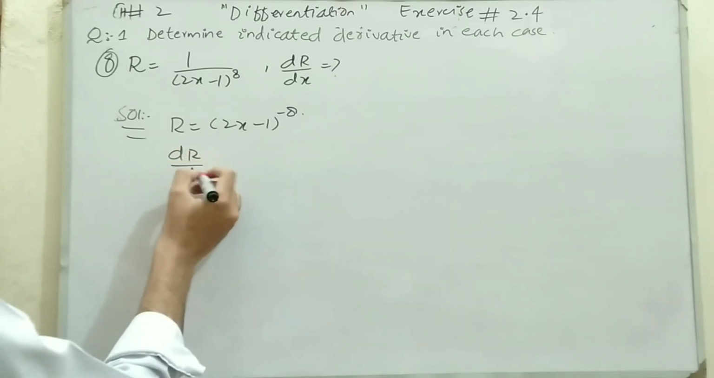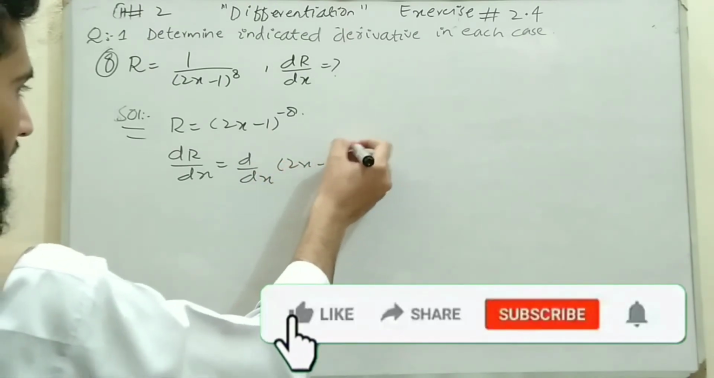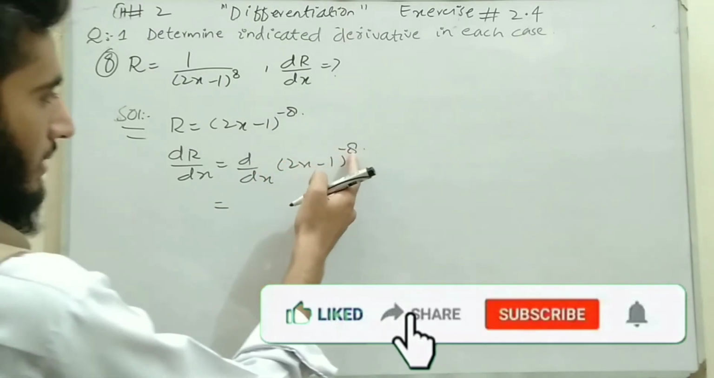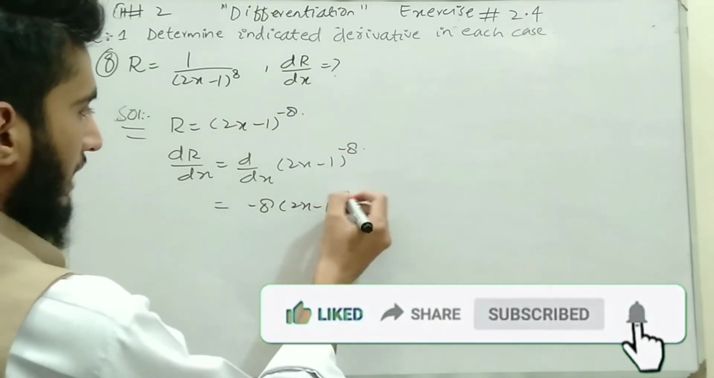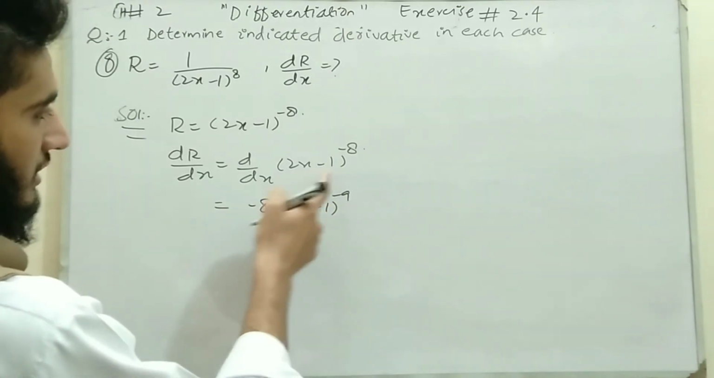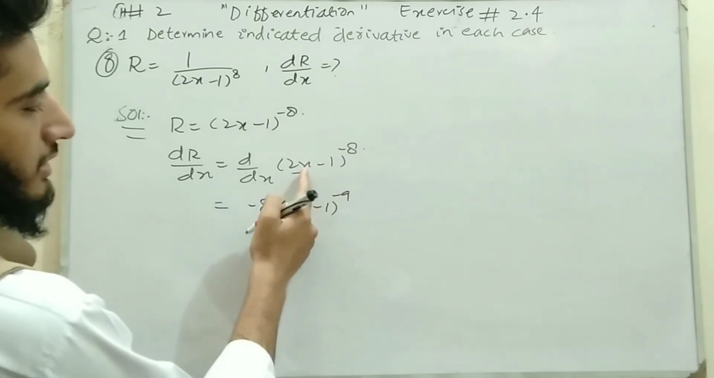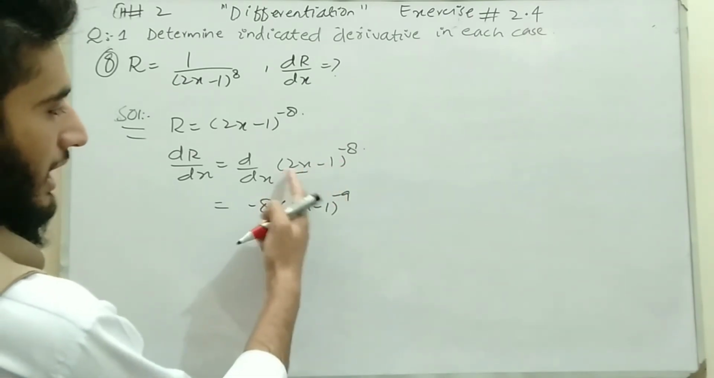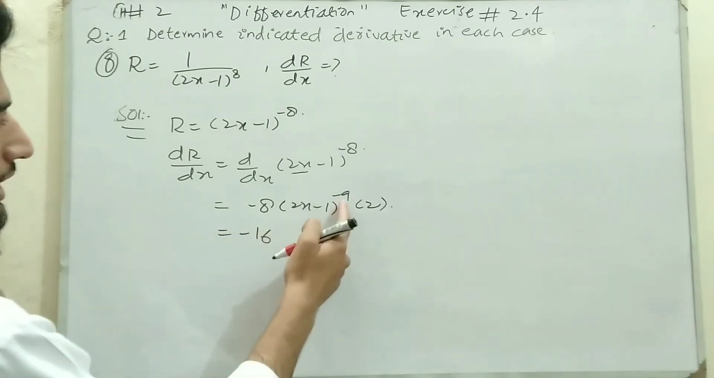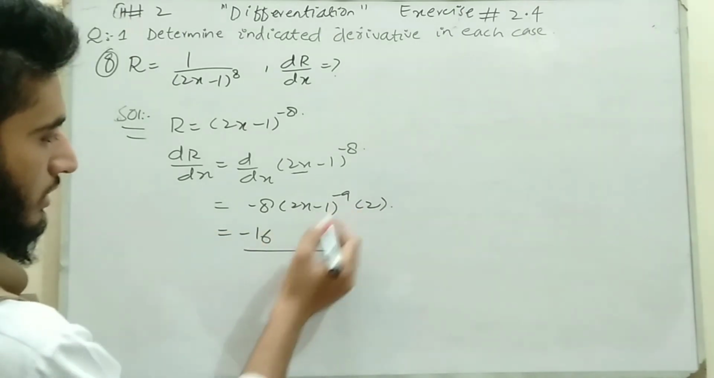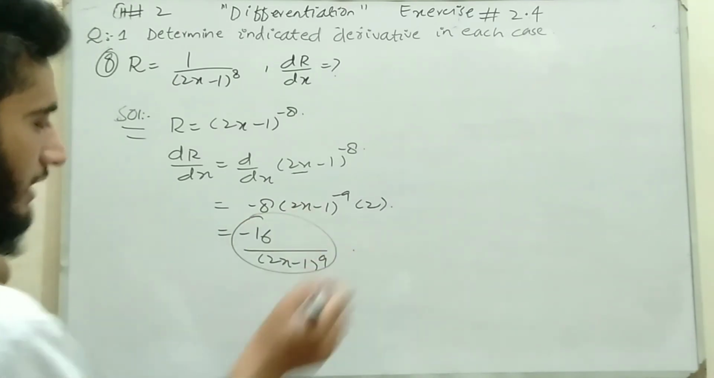Now differentiate both sides with respect to x. So dr by dx will be equal to d by dx of 2x minus 1 whole raised to power minus 8. Now by using generalized power rule, minus 8 will come to the front and subtract 1 in the power, it becomes minus 9, and take the derivative of this inner function. The derivative of negative 1 is constant, so derivative is 0, and the derivative of 2x is 2. So 2 multiply 8 gives us negative 16, and this will come to the denominator, so the power will become positive. So 2x minus 1 power 9. This is the required derivative.